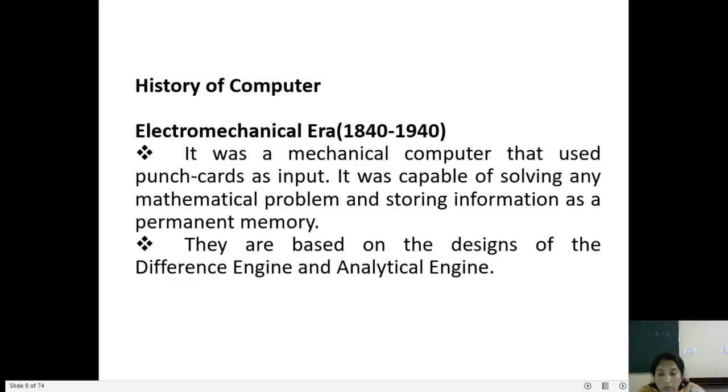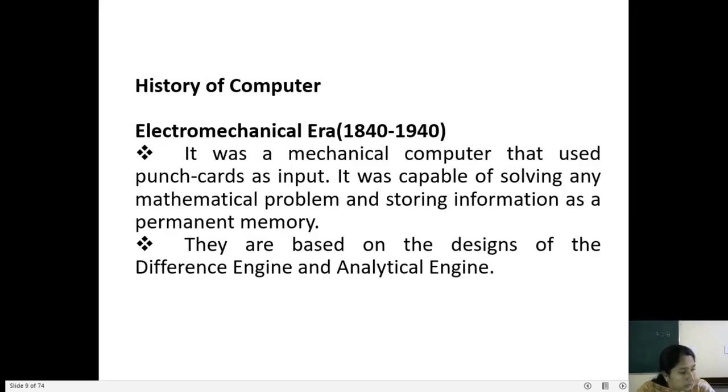The permanent memory storing concept was also introduced by updating the differential engine. That engine we call the analytical engine, and it was used for the census of British people. It got success during the 1840 to 1940 period, and we call this the electromechanical era.